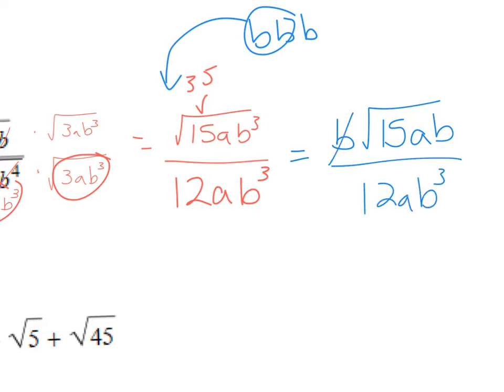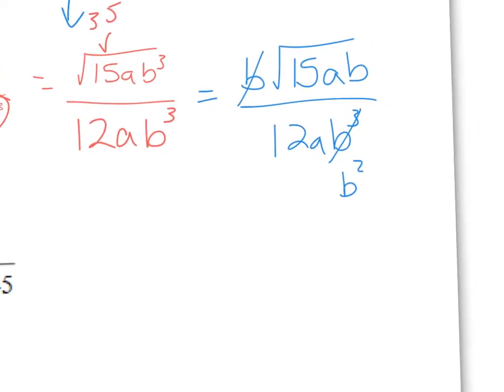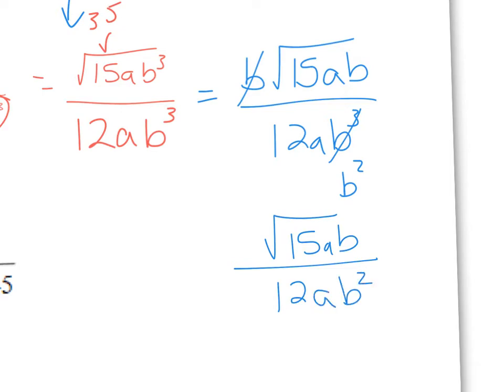So now in this case, the outside B's can cancel, so you're going to get a B squared on bottom. So your final answer here is going to be the square root of 15AB on top, and on the bottom we're going to get 12A and B squared on the bottom. And that's going to be your final answer there.